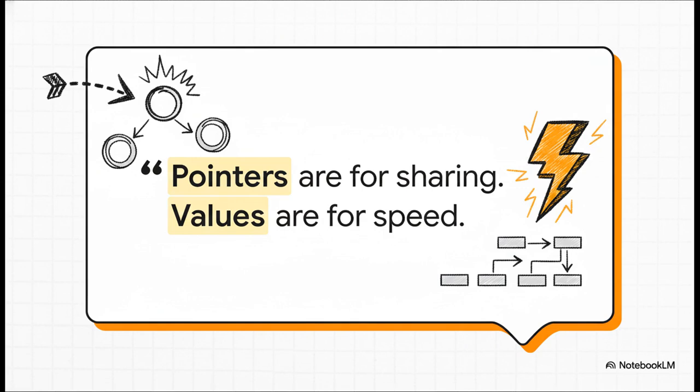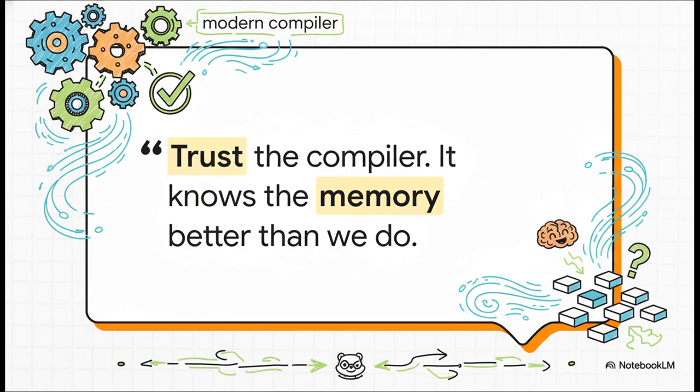Ethan finally has that aha moment, and he boils it down to a perfect, simple mantra. Pointers are for sharing, values are for speed. Seriously, that's a fantastic mental model to keep in your head. Ask yourself, am I trying to share and change this thing? Use a pointer. Am I just sending data somewhere? Use a value.